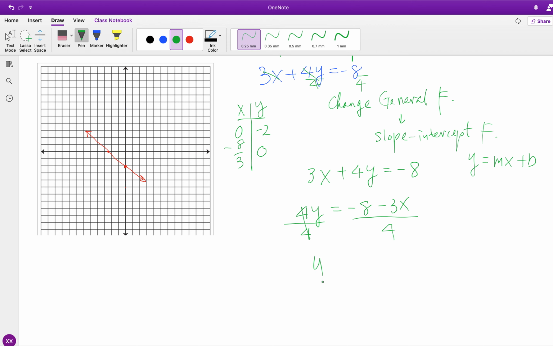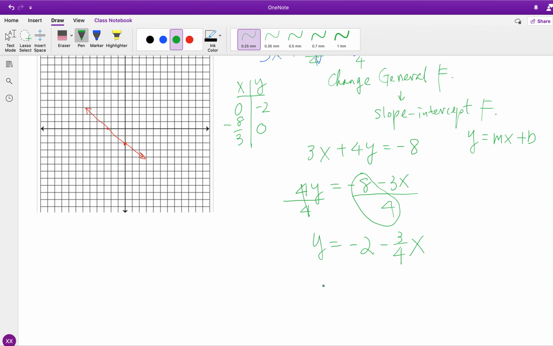So then that means y equals -8 divided by 4. -8 divided by 4 is -2. -3x divided by 4 is -3/4 x. So look at this, my equation now is y equals -3/4 x minus 2. Well, this is the equation we did at the beginning. Okay, that's easy. All right, so I am going to get my y-intercept. Same thing, right here, -2.